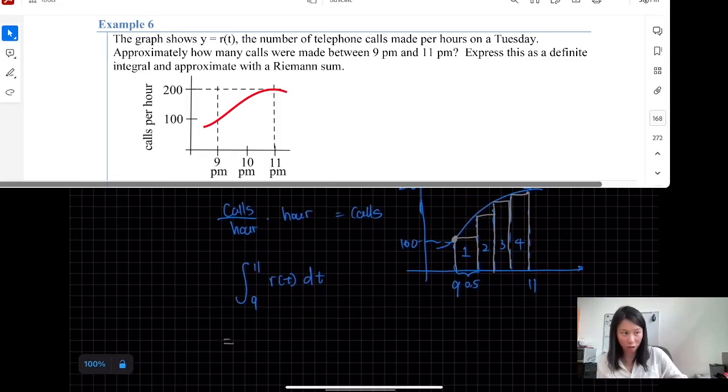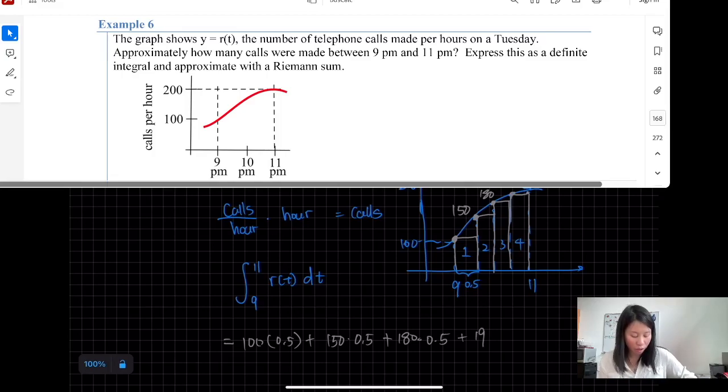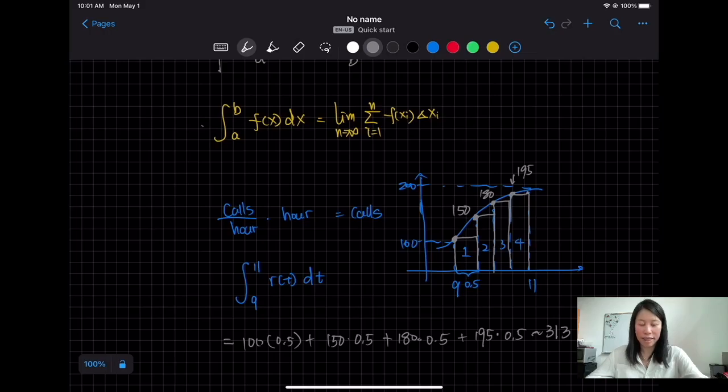Since this is an approximation, I would say this is 100 times 0.5, plus, let's say this point is 150 and this point is 118. So I have 150 times 0.5 plus 118 times 0.5. This one maybe is 195 times 0.5. Over the time interval from 9 p.m. to 11 p.m., you're receiving approximately 313 calls in total.